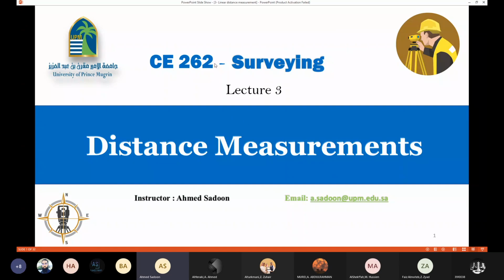Today we are going to have a new lecture. We are going to talk about distance measurements. We know that in surveying we are going to make measurements, and the most fundamental measurement is the measurement of distance. So today we are going to discuss distance measurements.